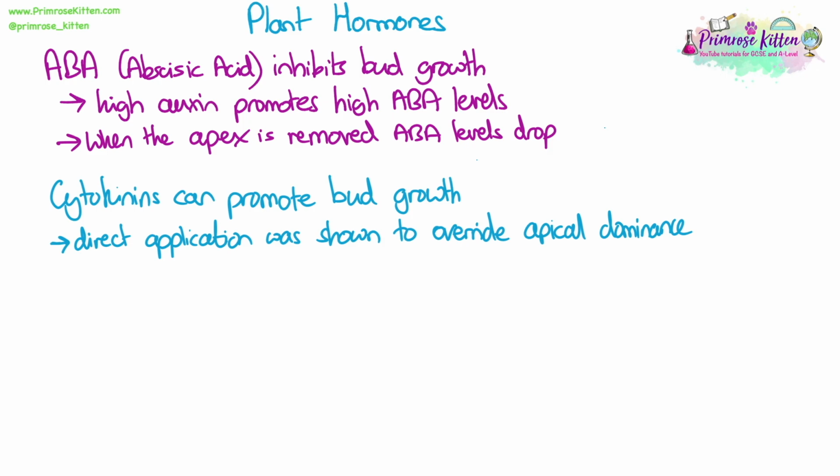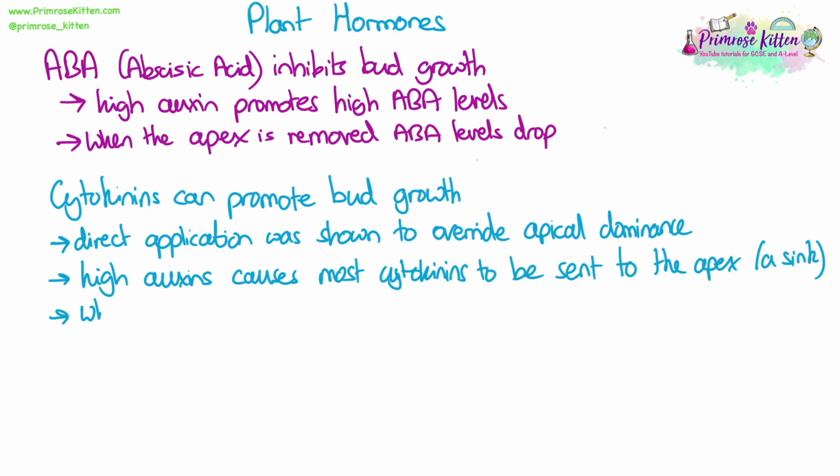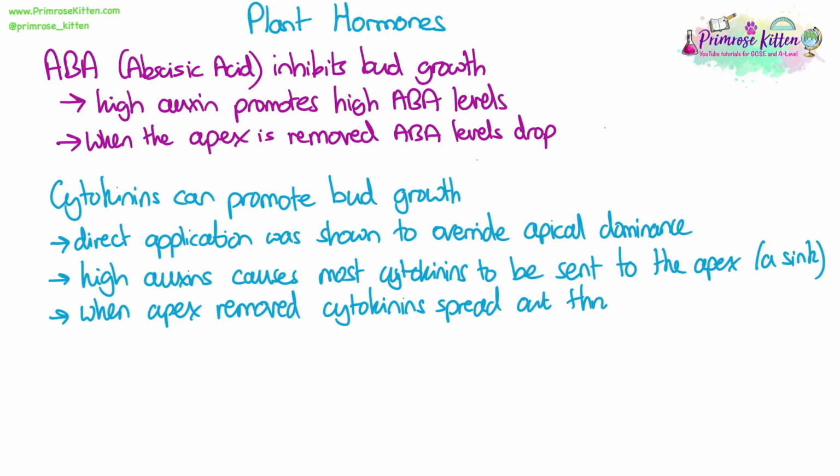Direct application, so actually like putting cytokinins onto these lateral buds, was shown to override the apical dominance. So even with the apex present, if you apply cytokinins to the bud, they will grow anyway. So what was found to be happening was that high auxin concentration causes most cytokinins to be sent to the apex. It creates a cytokinin sink in the apex. So that is where the majority of cytokinins in the plant travel to. But when the apex is removed, the cytokinins don't have that drive to go towards the apex anymore. So they spread out more evenly through the plant, and that's when they go to the lateral buds and they can promote that growth.